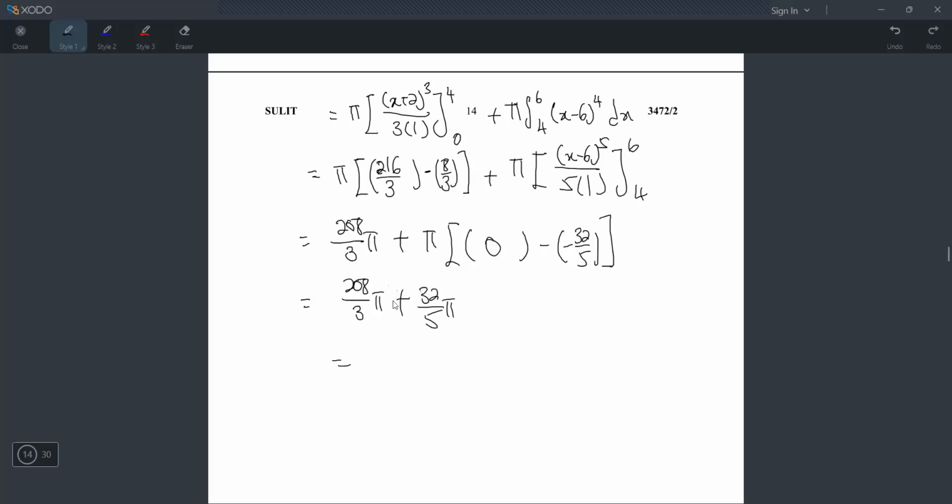And then now we just press the calculator, but don't press the pi. Just press 208 over 3 plus 32 over 5. All right, you get 1136 over 15 pi. Okay, but don't forget to write units cubed.